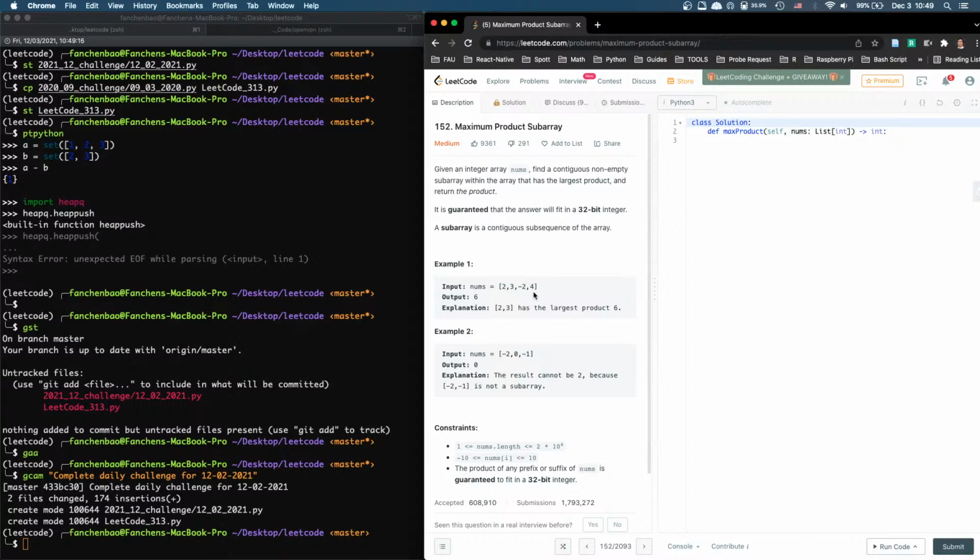I'm not sure. I'm gonna try. So what's the example? We have 2, 3. Ooh, we have minus 2 and 4. So at 2, we say ending at 2 is gonna be 2. Ending at 3, we either take it by itself or we multiply, so it would be 6. And then minus 2 will be by itself, or it will actually be minus 2. And then 4 will be by itself.